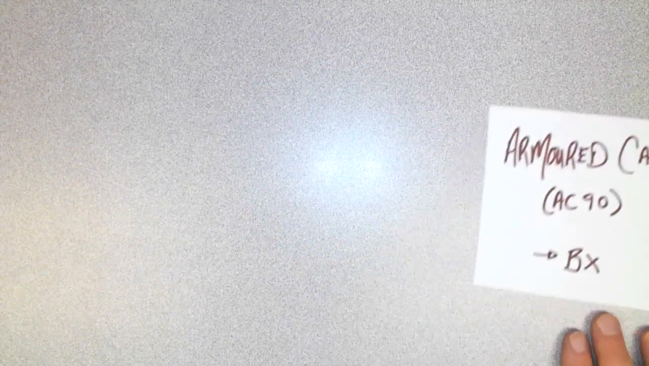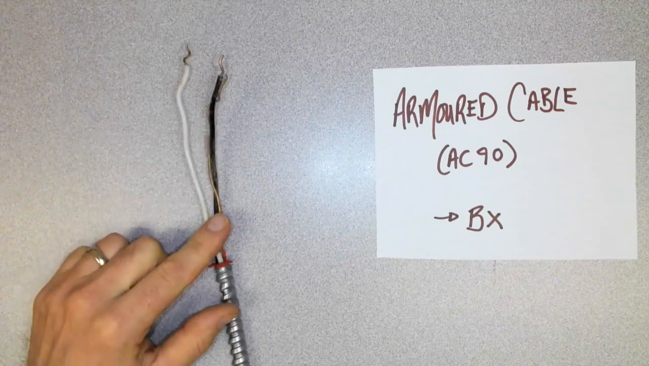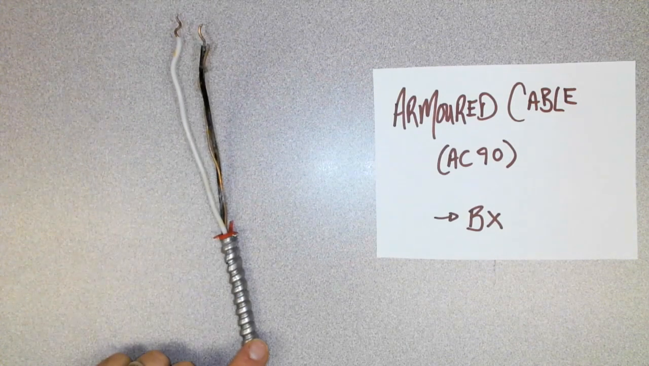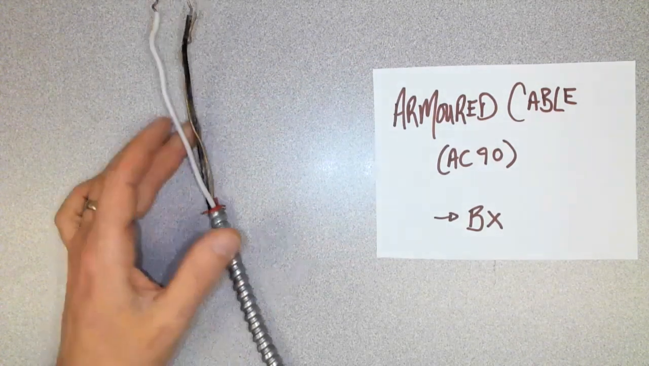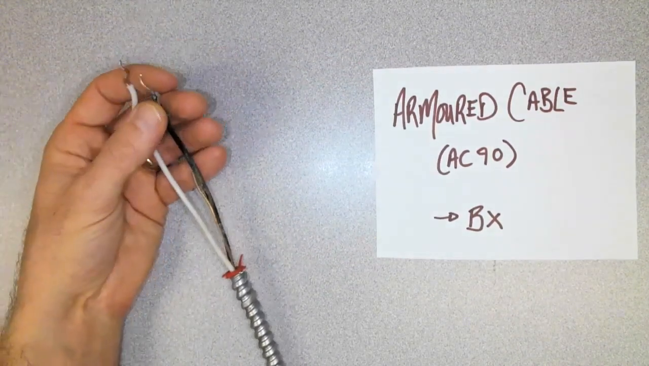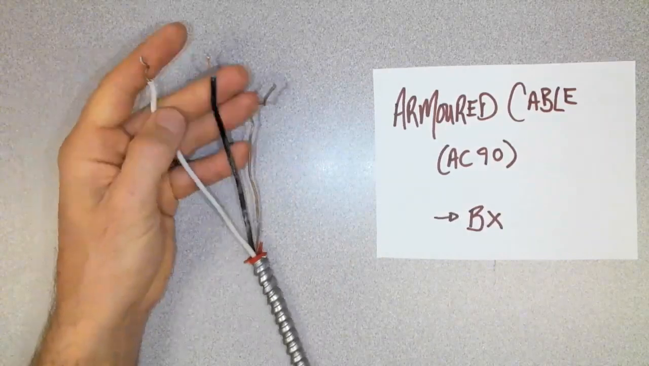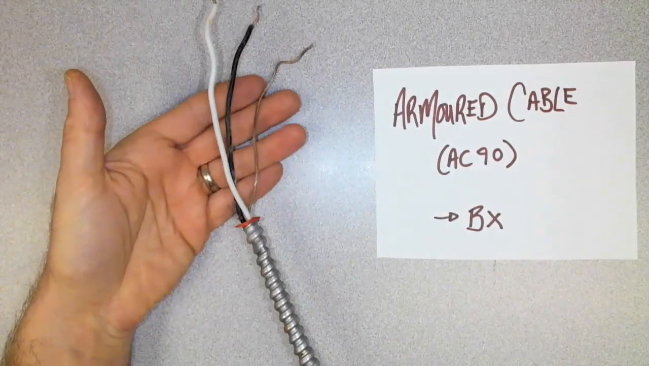Well, let's take a look at something else. How about an armored cable? The most common armored cable that most of us are aware of, AC90, is something called BX. Now, BX is simply a trade name, and the trade name comes from the manufacturer. Back in the 1950s, they had two different types of armored cable they were developing. One was called AX, the other was called BX. Now, the company went under and it's no longer being produced, but this is what everyone calls it.